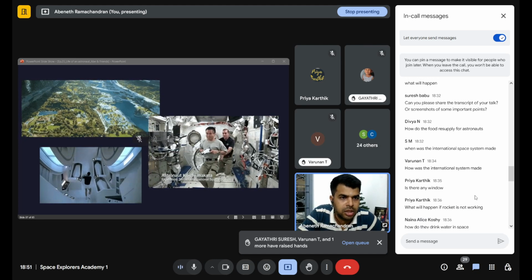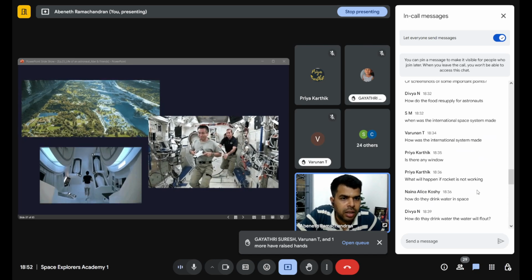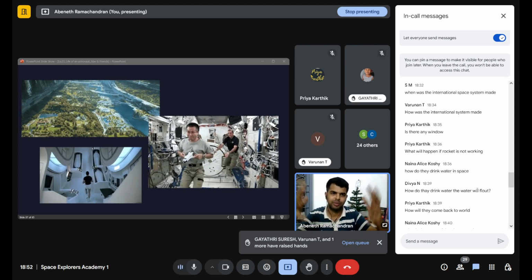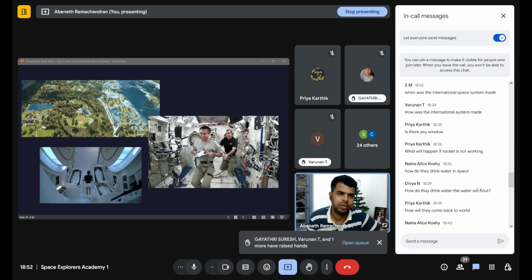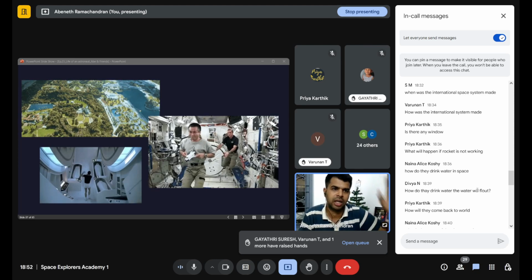When was the International Space Station made? Between 1998 and 2011. Is there any window? Yes, there is something called the cupola. It's a very large window. I'll show a video of it later, so that you can see. With that window, you can take photographs of the planet Earth from the International Space Station.